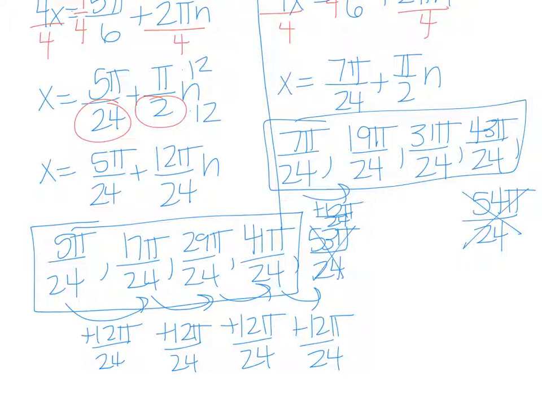So this particular problem has a total of 8 answers that are possible between 0 and 2 pi to answer the equation. So hopefully this helps. Please try the homework, and then we'll talk about it tomorrow.